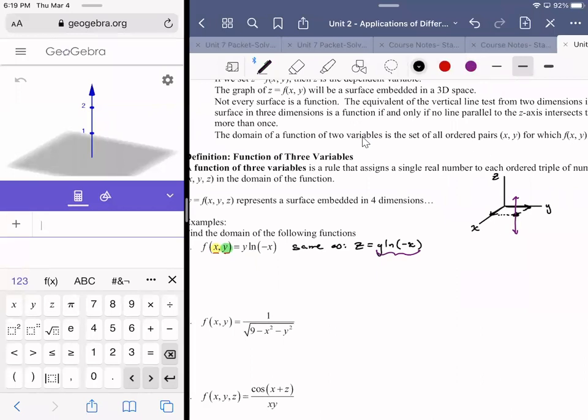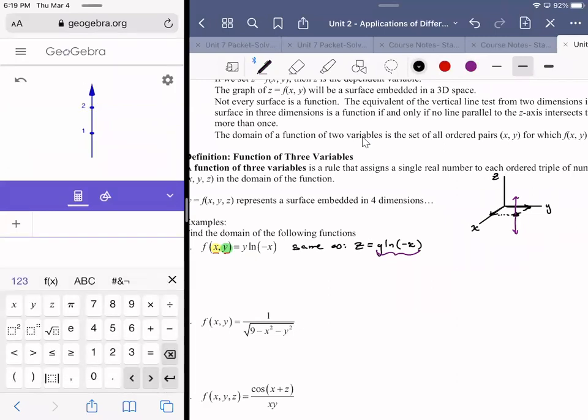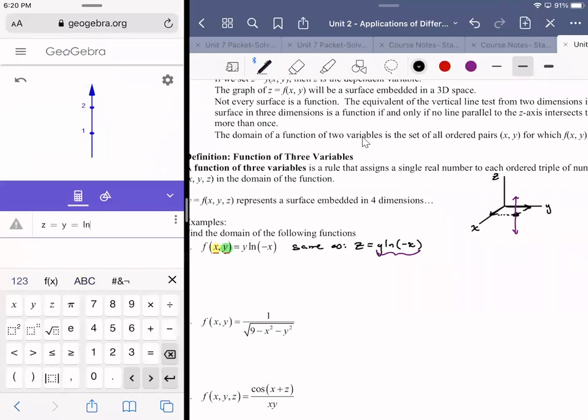All right. So that's something that probably people knew intuitively already, but maybe you didn't have the explicit explanation. All right. So now how do you find the domain? Well, I could put it in GeoGebra, like I said before, but I'm going to put it in as z equals, just for convenience, y equals ln negative x.